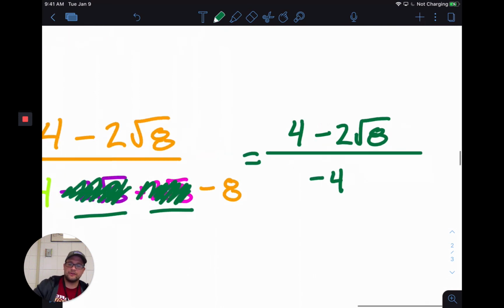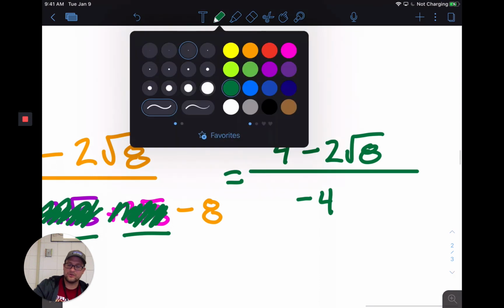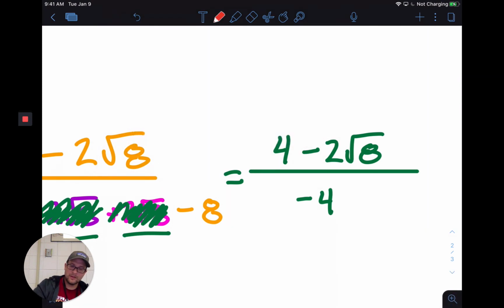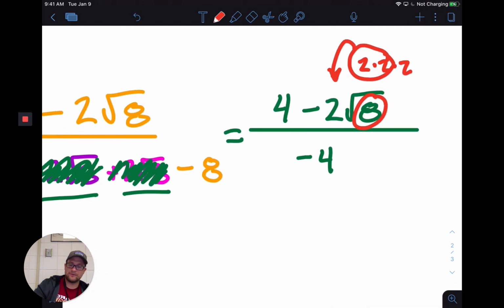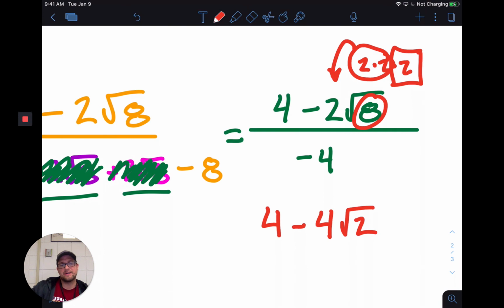Now, there is still a little additional simplification that we can do here. 8 can be broken into 2 times 2 times 2. If we did our 2 for 1 special, we can pull out a 2. 2 times 2 would give us a 4. So we will have 4 minus 4 square roots of 2, because that's all that was left inside. And on the bottom, we have a negative 4.